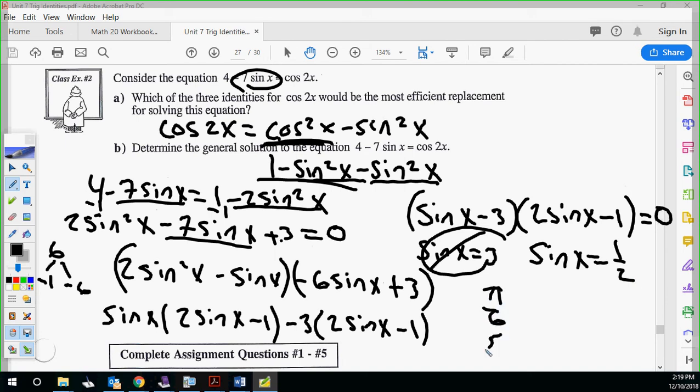Now, I'll pause. Let's see if everybody's where we're at for the pi over 6s, and it's fine. Questions are good.